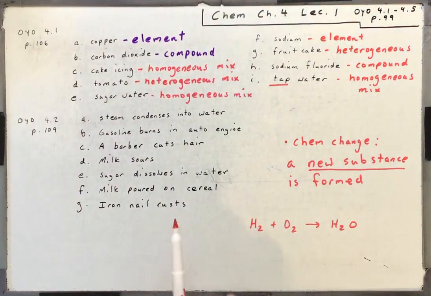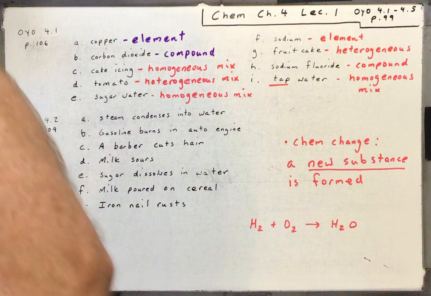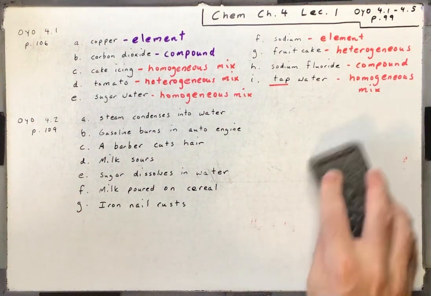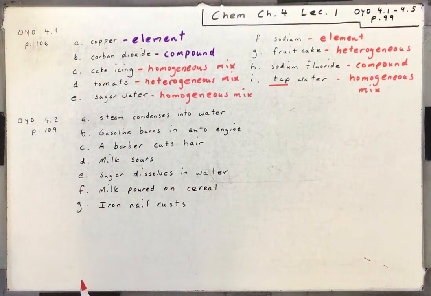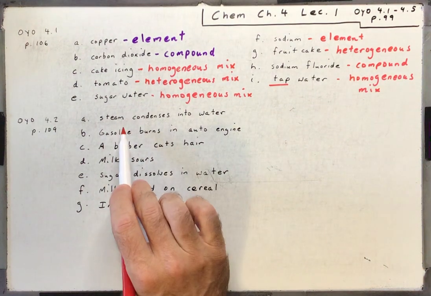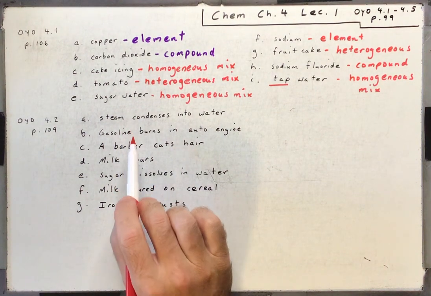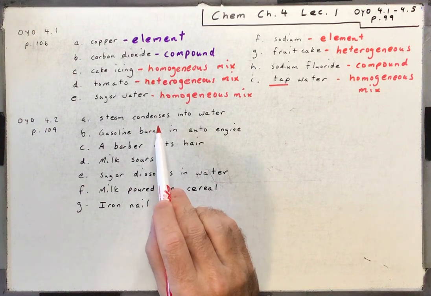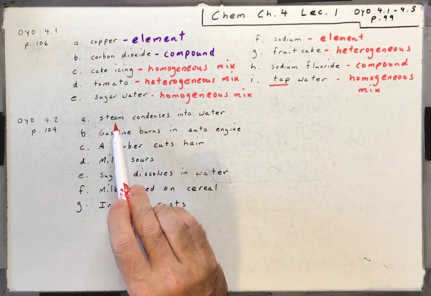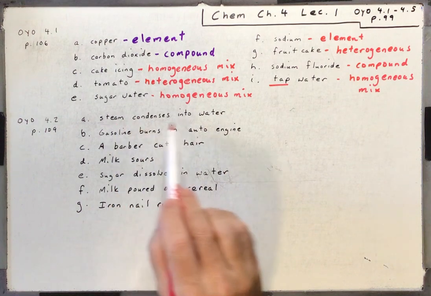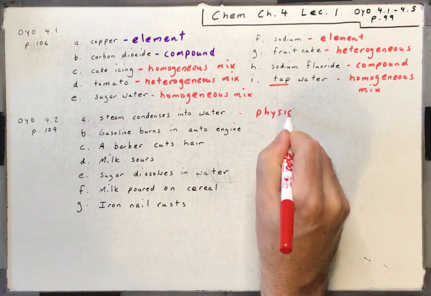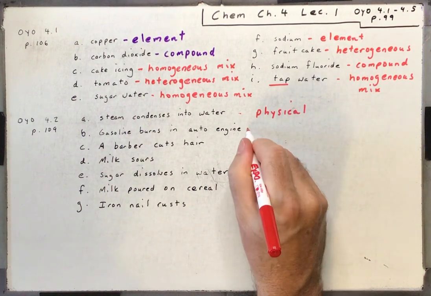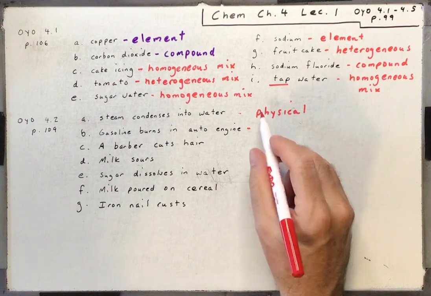All right, so let's take a look at 4.2. This is on page 109, and we'll discuss whether it is a chemical or physical change. So Part A says steam condenses into water. Well, it's still water. It's just that it goes from the gaseous phase as steam into the liquid phase with water. So that is a physical change.